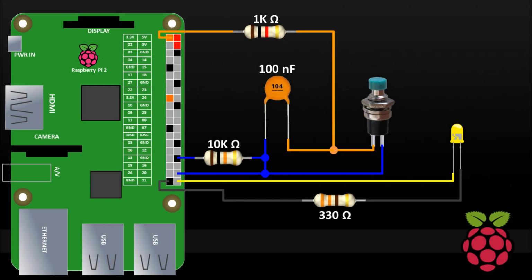Here's a simplified schematic for the demo code. A 330 ohm resistor limits current to an LED on GPIO 21, a push button is connected to GPIO 20, a 1000 ohm resistor limits the button current, a 10,000 ohm resistor functions as a pull down so the button input doesn't float, and a 100 nanofarad capacitor debounces the button.